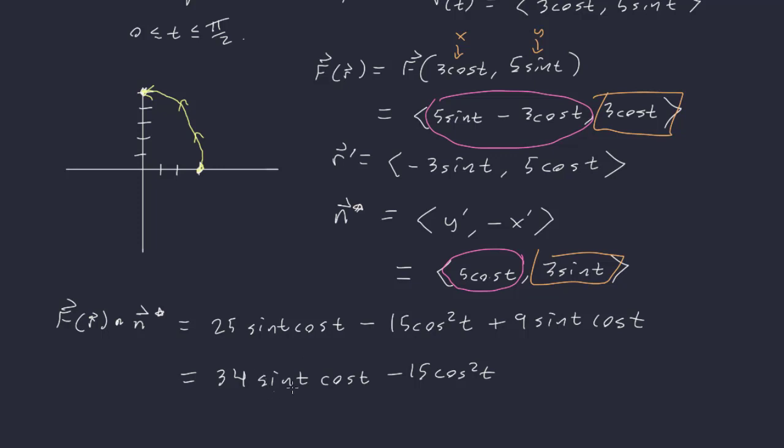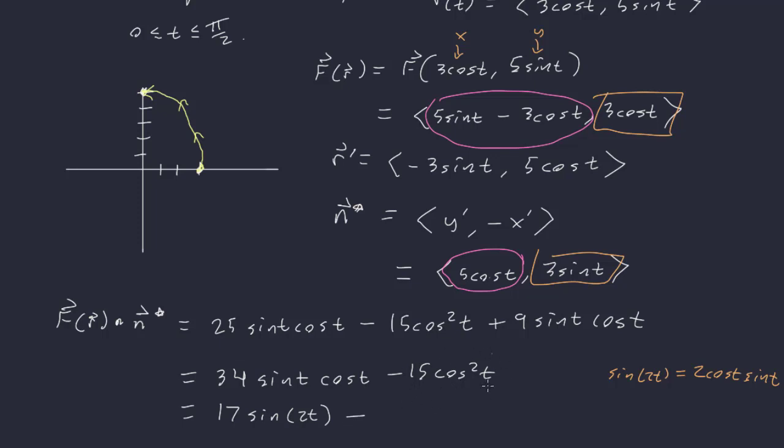So sine t, cosine t, anytime I see that, I always think of sine of 2t. Sine of 2t is 2 cosine t sine t. Right? So what we can do is 34 divided by 2 is 17. So 34 sine t cosine t is going to end up being 17 sine of 2t. And the reason I want to do this is because integrating this is going to be a lot easier than integrating this. Same thing here.